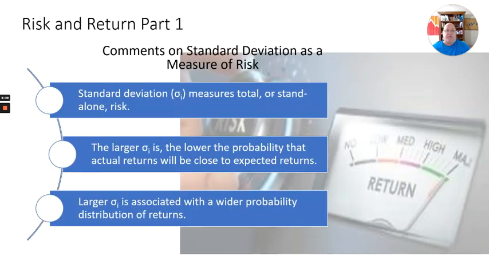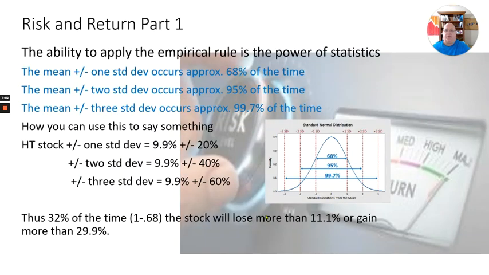Keep in mind, standard deviation measures total or standalone risk. The larger it is, the lower the probability that actual returns will be close. And that's a problem when you're talking about losses, because the actual returns will be further away and therefore bigger losses. A larger standard deviation is associated with a wider probability distribution of returns, or that flatter curve as we saw for firm Y earlier.